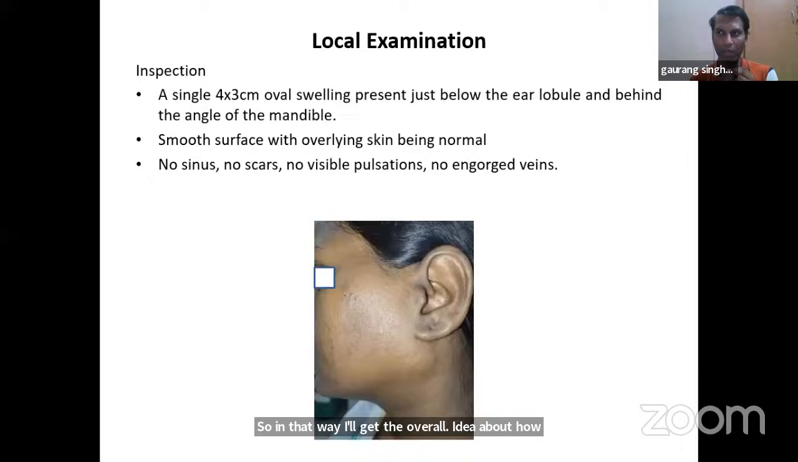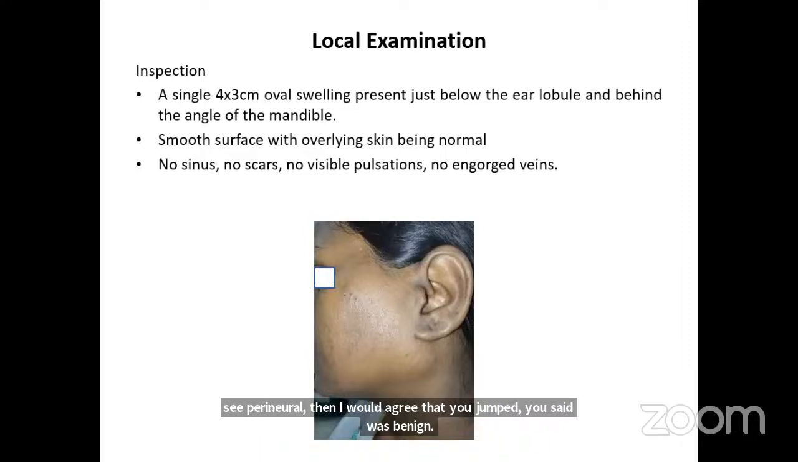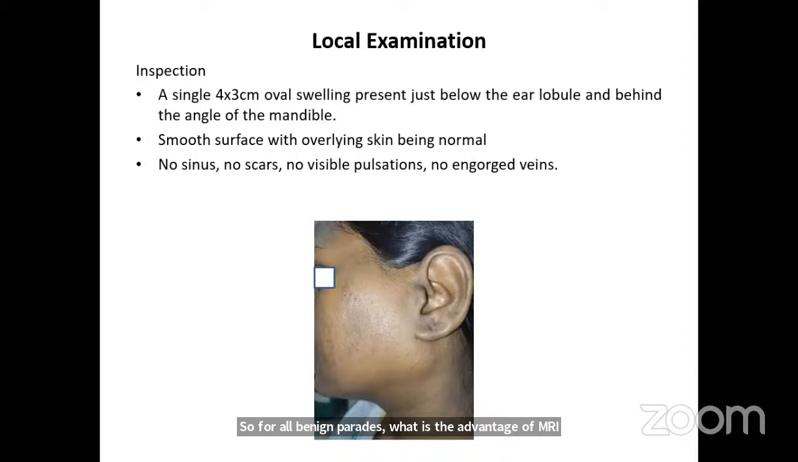Ultrasound is again radiological observer dependent. He may interpret in a way which I may not. So for me, I can also see the sections, and I could also have an idea about the extent of the tumor myself. No, the question was very relevant. For a swelling that is 8 months old, superficial lobe only, no nerve involvement, what is the advantage of doing an MRI over an ultrasound? If there's a deep lobe extension or parapharyngeal extension, or you had nerve involvement, or you wanted to see perineural spread, then I would agree, but you said it was benign. So for all benign parotids, what is the advantage of MRI versus ultrasound for a probable benign parotid lesion?